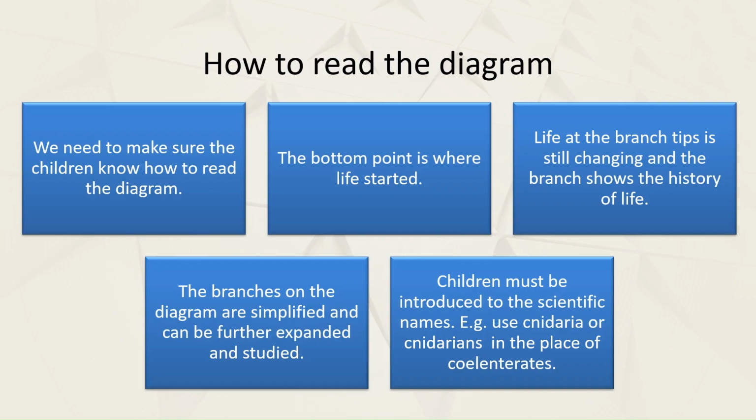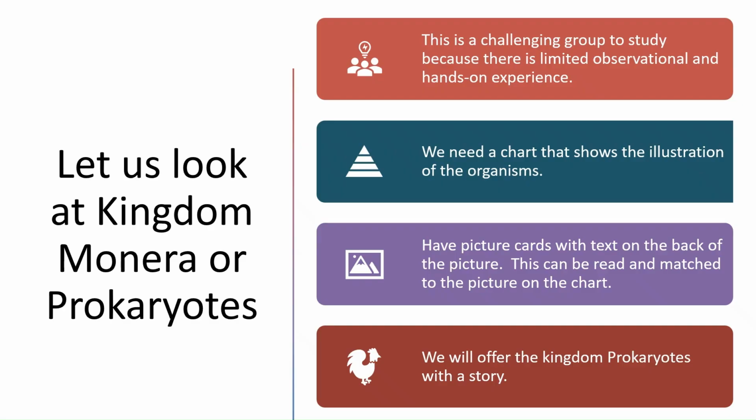Children must be introduced to the scientific names. Example: use cnidaria or cnidarians in place of coelenterate. Look at Kingdom Monera or Prokaryotes. This is a challenging group to study because there is limited observational and hands-on experience. We need a chart that shows the illustration of the organisms. Have picture cards with text on the back of the picture. This can be read and matched to the picture on the chart.